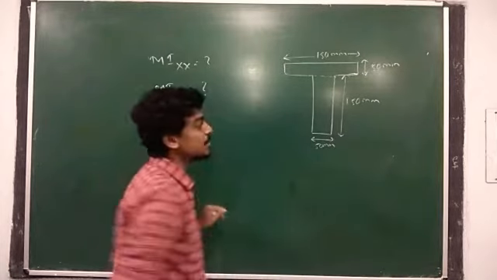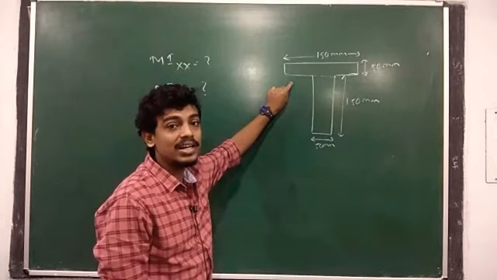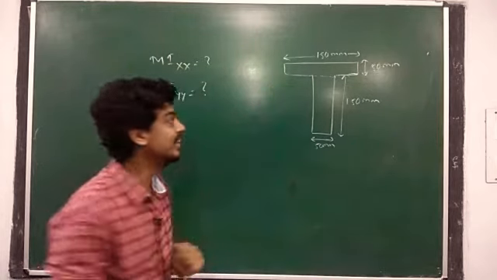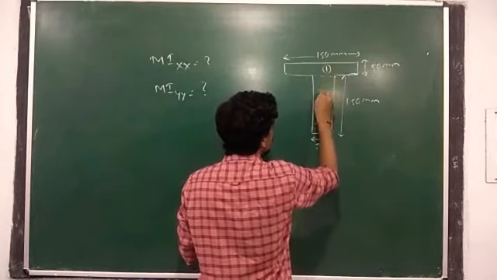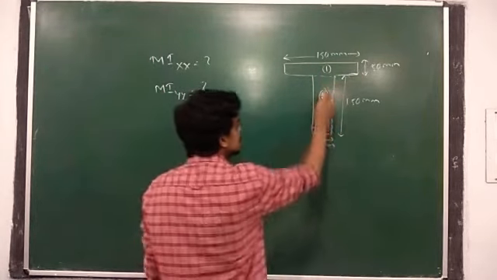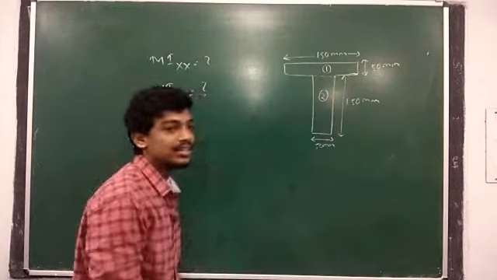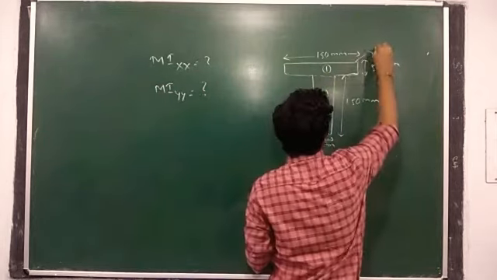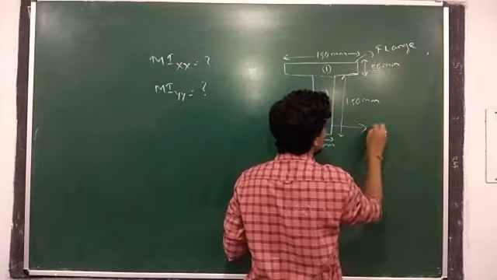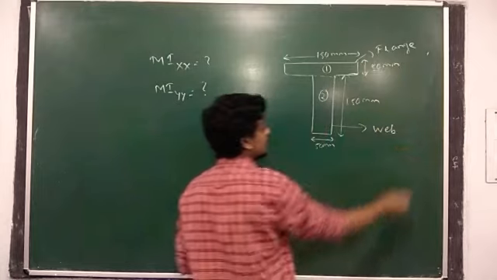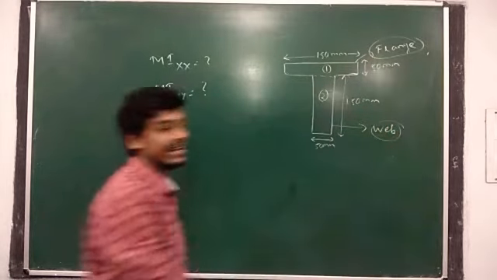Before starting a problem, I always tell you to divide the whole area into some sub-sectional areas. Suppose I have divided this area into two parts. One is at the top, that is the flange area, and this one is called the web. Remember these words, flange and web.